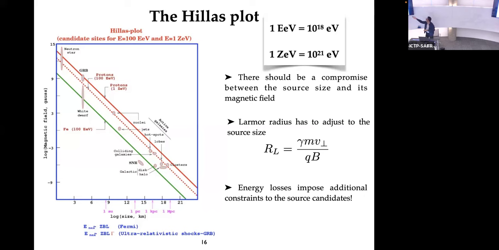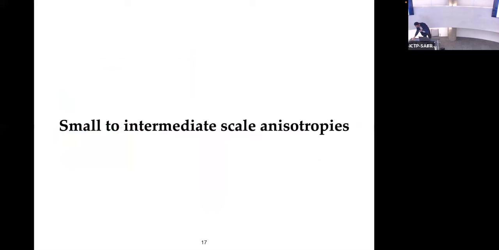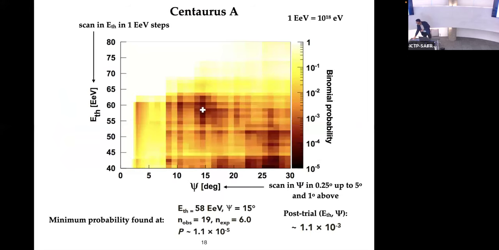So you can see that there are a few candidates. You can see GRBs there. You can see AGNs. You can see clusters of galaxies, but there are very few sources that fulfill this requirement. And now I'm going to actually talk about anisotropies.